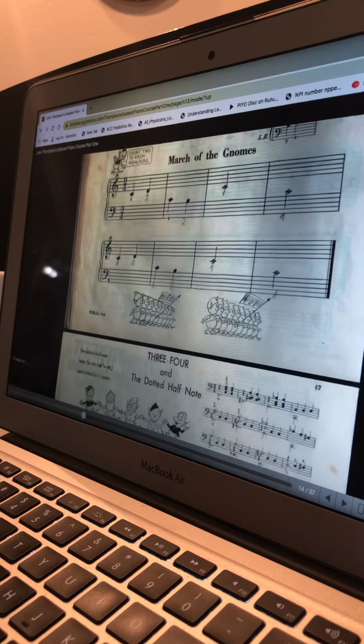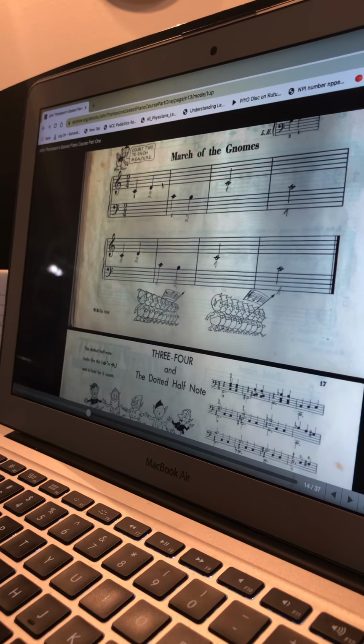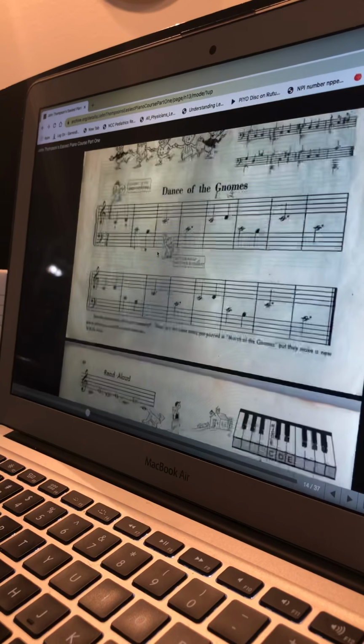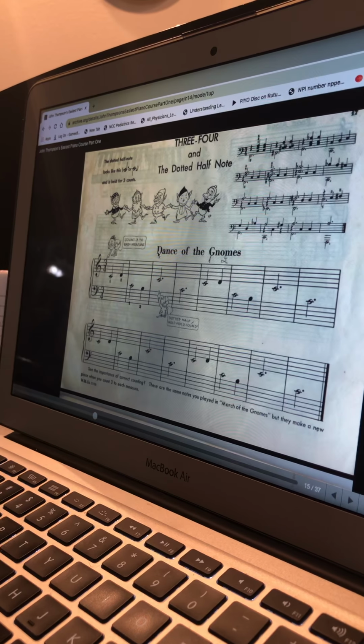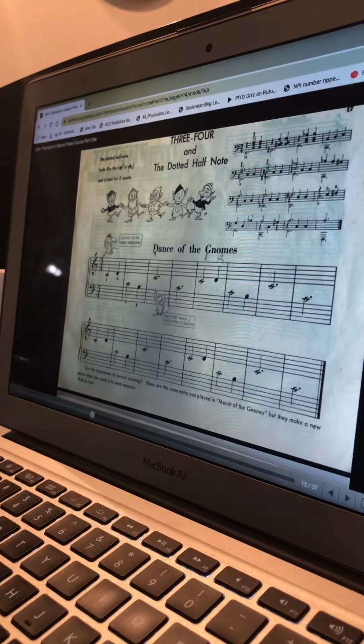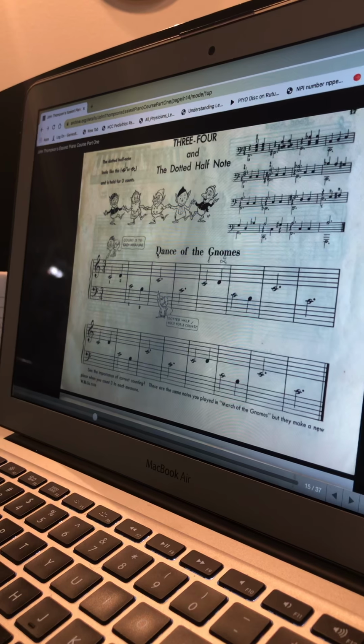Now, we're going to practice March of the Gnomes again. And Dance of the Gnomes. Which is not an again moment, it's a yay a new song moment. Don't be mad. So now, we are going to move on to some Charlie Magic.